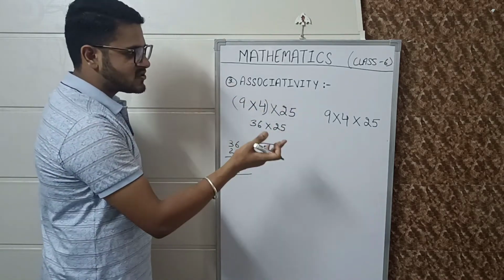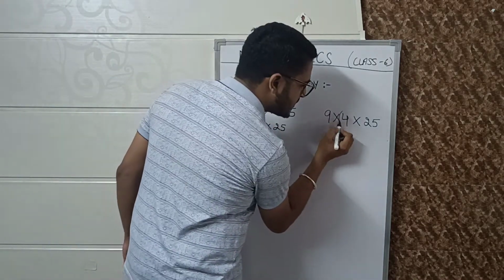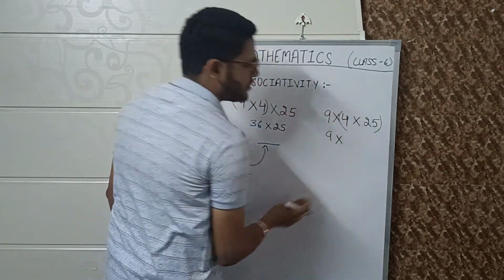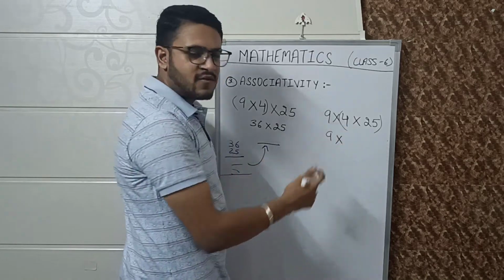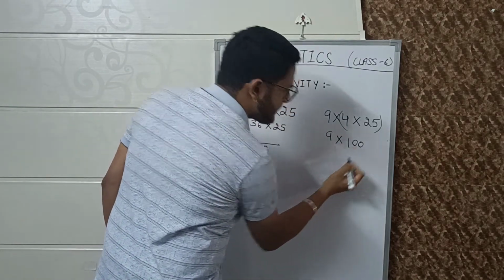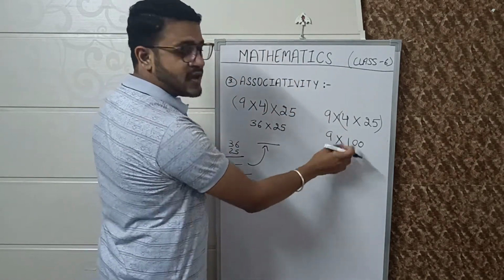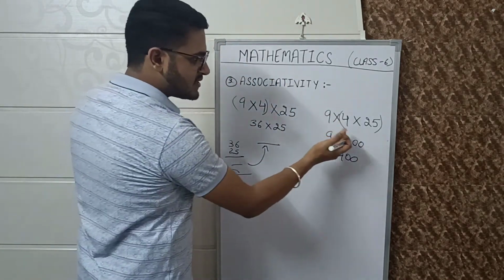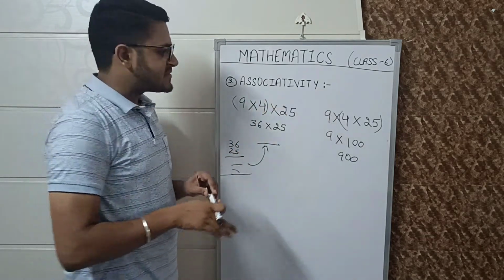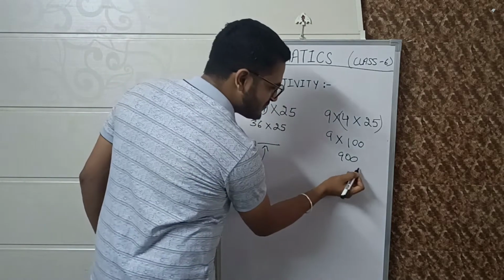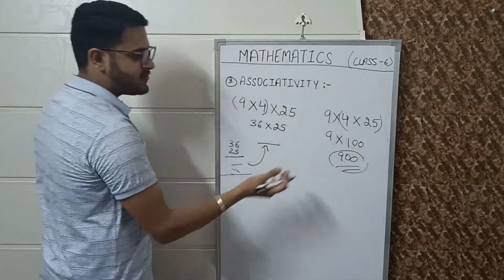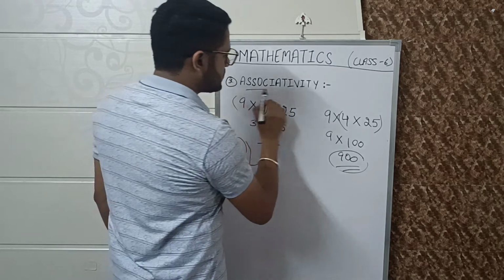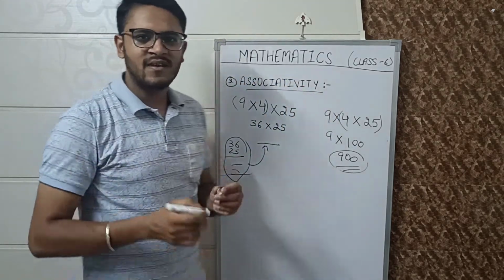But let's talk the other way. Let's associate the second and third number. We know 4 into 25 is 100. Now we are left with 9 into 100. 9 into 100 is 900, right? So this way associativity makes our calculation easy. So this way we easily calculated the value, but here it was time consuming. So this is how associativity helps us.